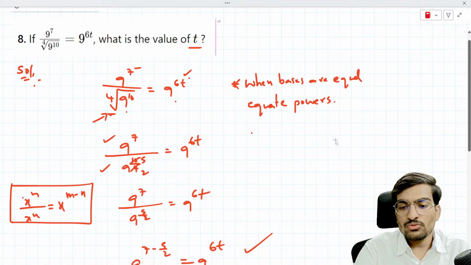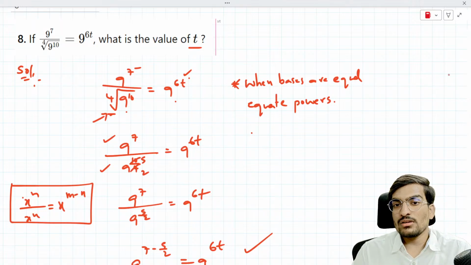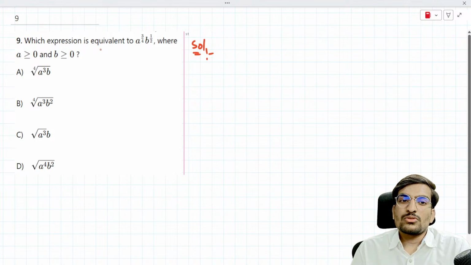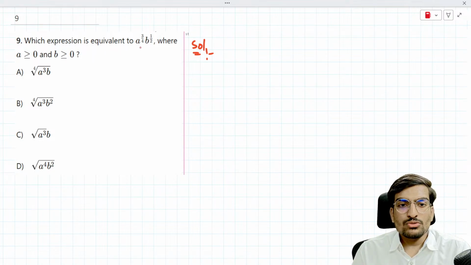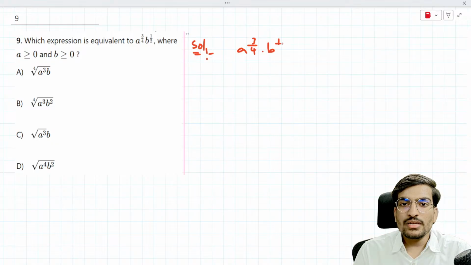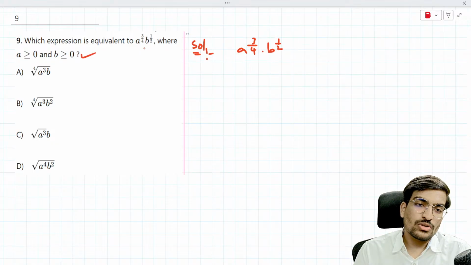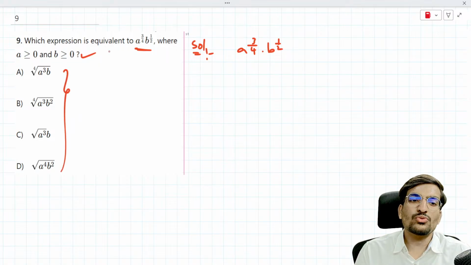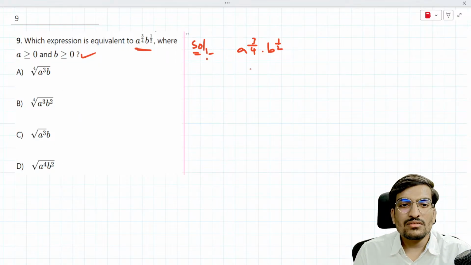You have to do whichever thing helps you solve it in a quicker way. You have to always choose that. It's all about the time game, SAT math. Which expression is equivalent to a raised to the power of 3/4, b raised to the power of 1/2, where a is greater than or equal to 0, b is greater than or equal to 0? You see, in the given expression there is no root, but there are roots in the options. So just do that thing.